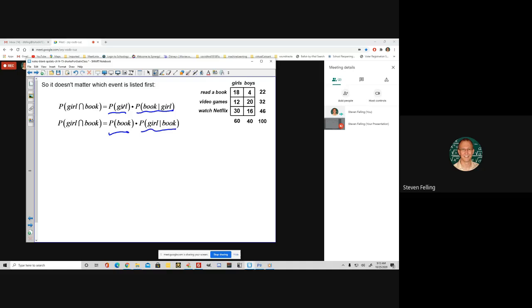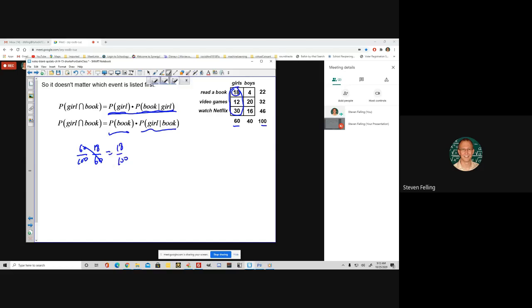Right, just to show that, let's show these two things. So let's do this first one. I'll do this one here in blue, right? The probability of being a girl would be 60 out of 100, right? And then the probability of book given girl, if you're staying within girl, right? Book given girl would be 18 out of 60. These would cancel and you would end up getting 18 out of 100, right?